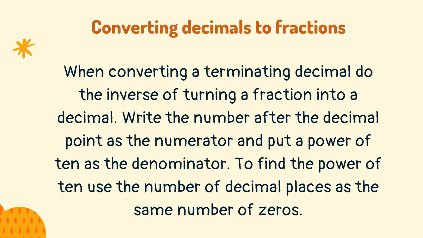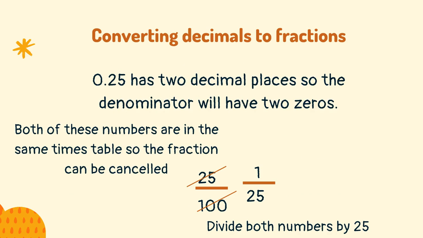Write the number after the decimal point as the numerator and put a power of 10 as the denominator. To find the power of 10, use the number of decimal places as the number of zeros. 0.25 has 2 decimal places, so the denominator will have 2 zeros. To turn 0.25 into a fraction, place the 25 over 100 and then simplify.